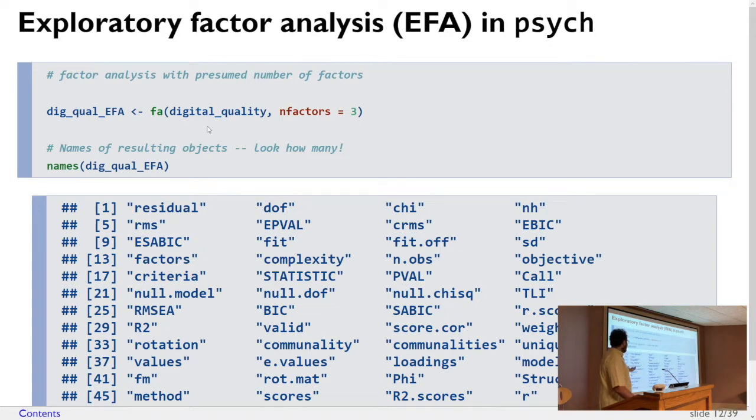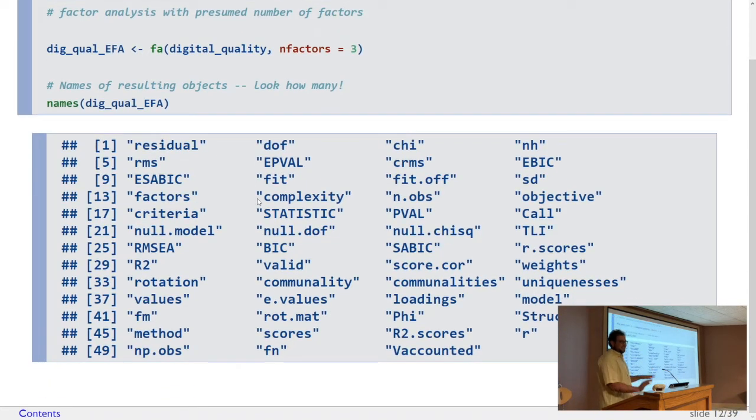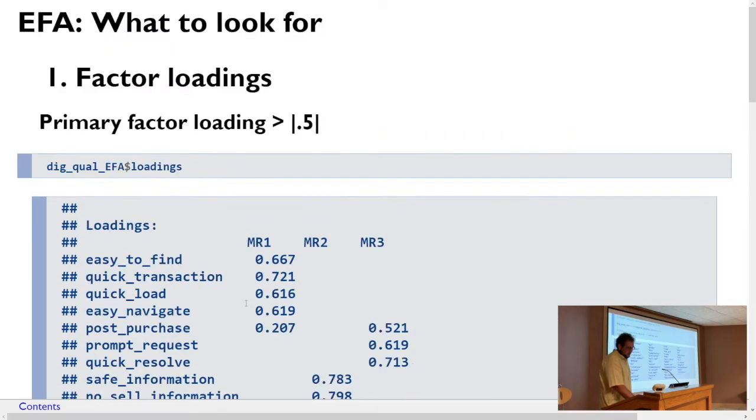FA, digital quality is the name of our data set, and then I'm just going to print out the names just to show you that this is not like, you just pick a number and you move on. There's a lot of different criteria and ways to interpret this, so I think there's at least 50 here. We're just going to hit on the top 2 or 3. But there's a lot. All these psych packages you're going to see have a ton of output, and we'll walk through how to do that.